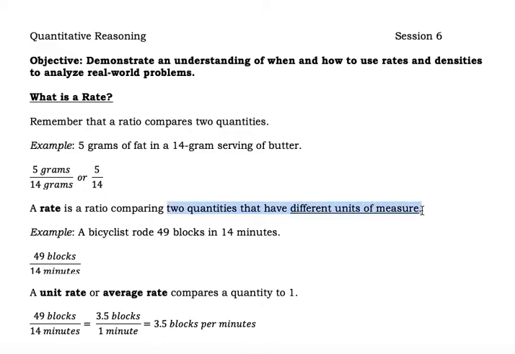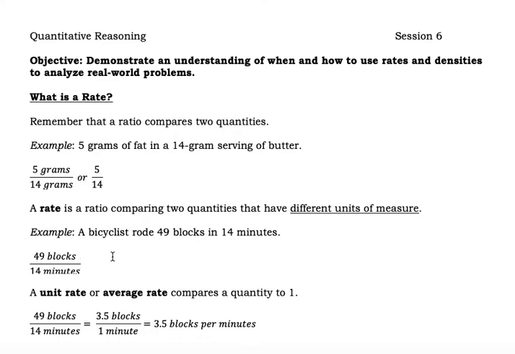What's different about a rate is that it's a ratio comparing two quantities that have different units of measurement. So the two numbers are not being measured in the same way. For example, a bicyclist rode 49 blocks in 14 minutes. Notice that these two numbers are being measured in a different way. This number is being measured using blocks. This number represents minutes. So I can write that as 49 blocks over 14 minutes. This would be a rate.